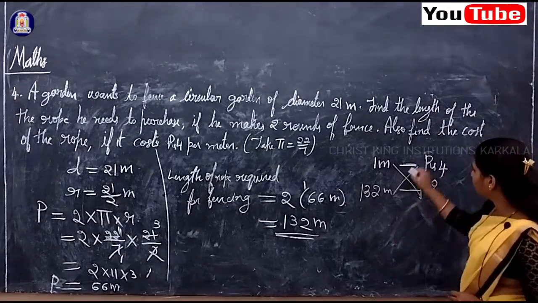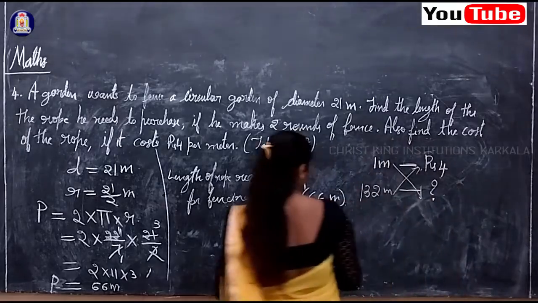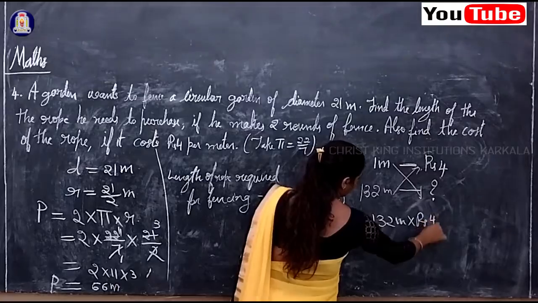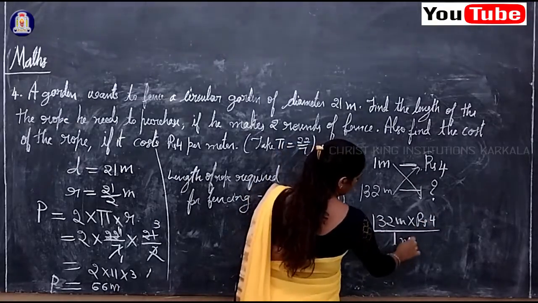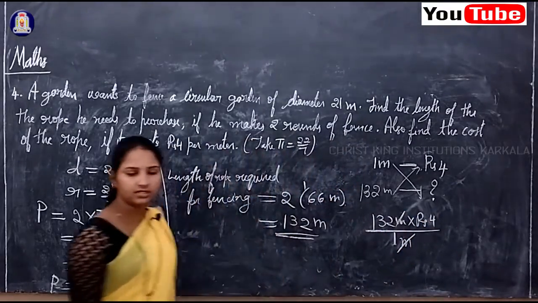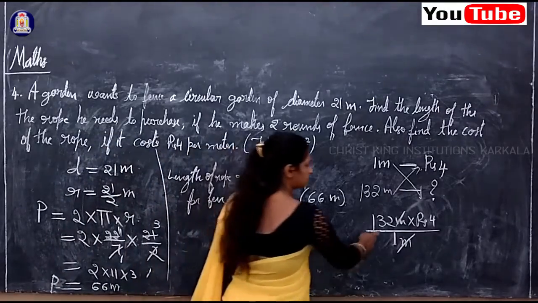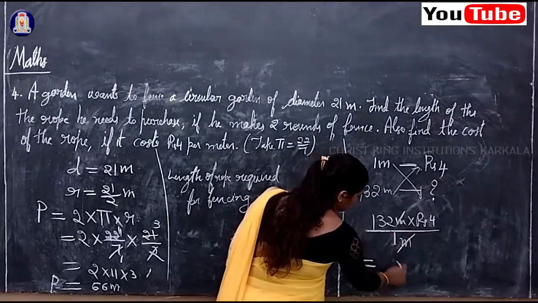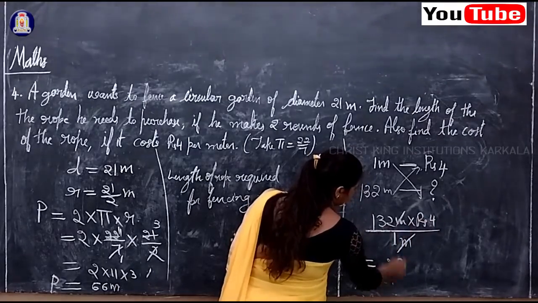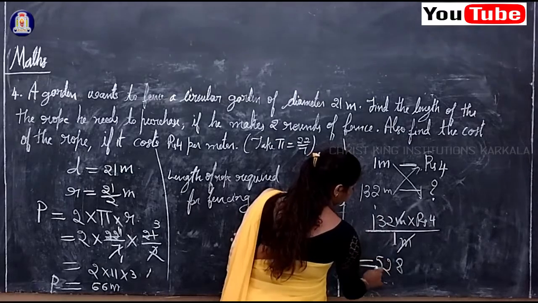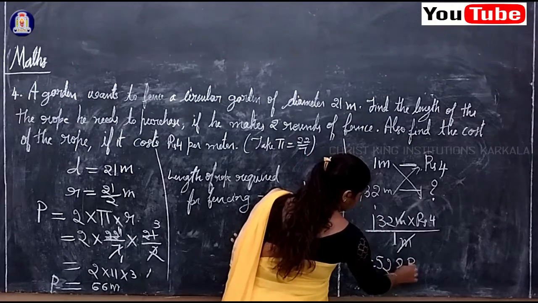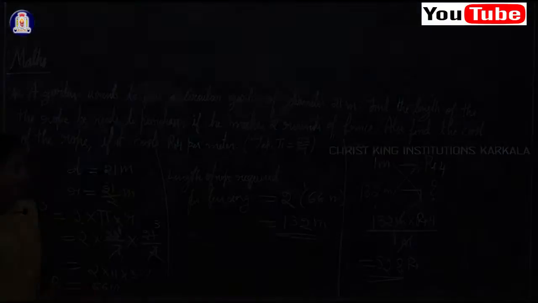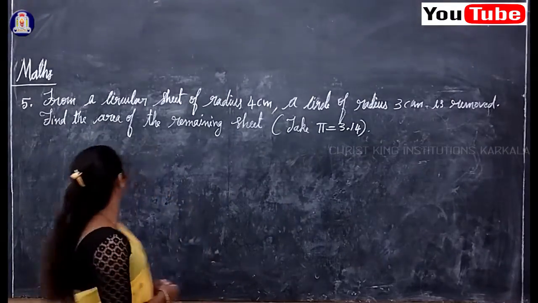So if we cross multiply, we'll get 132 meter into rupees 4 divided by 1 meter. So meter and meter get cancelled. Now 132 into 4: 4 twos are 8, 4 threes are 12, 1 remaining, 4 ones are 4, plus 1 is 5. So 528 rupees. This is the cost of the length of the rope. Clear? Yes.